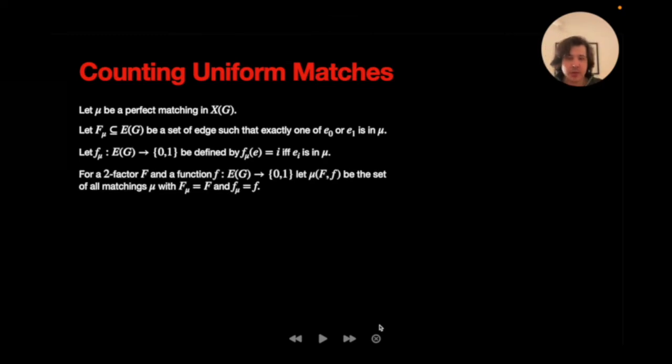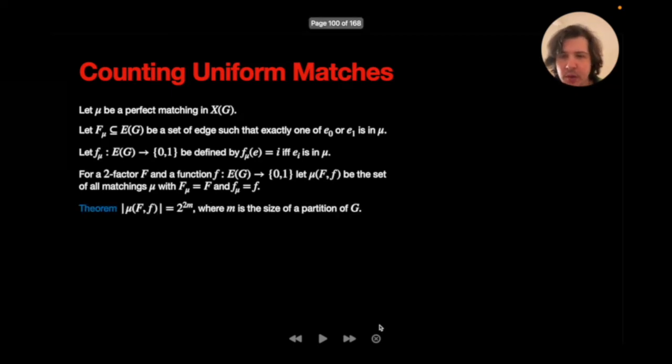Now we can sort of go in reverse. Let's suppose we have some two-factor F and some function f, and let mu_{F,f} be the set of all matchings which in some sense match that template. In other words, such that F_mu is equal to F and little f_mu is equal to f. In other words, as I said, they match the template in that sense.